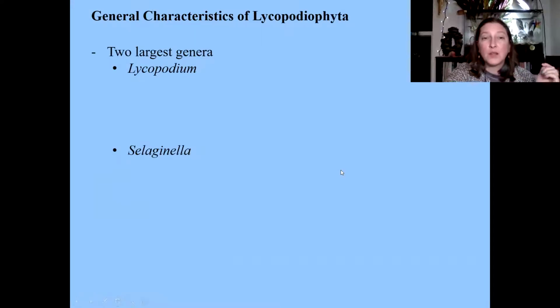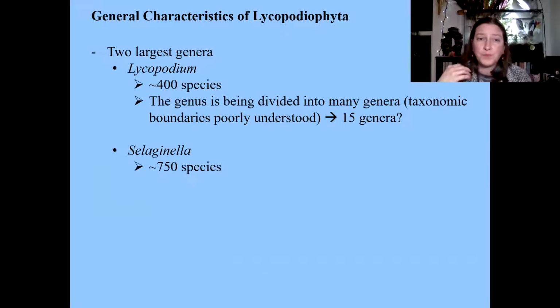Okay. So just before we move on, some general characteristics of the phylum Lycopodiophyta. The 2 largest genera are Lycopodium and Selaginella, which I've already mentioned. Lycopodium has about 400 species. Selaginella has almost double that, and probably a lot undiscovered so far too, because these do still live in a lot of tropical environments, so there may be additional species.